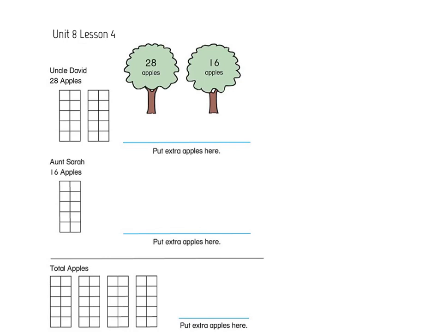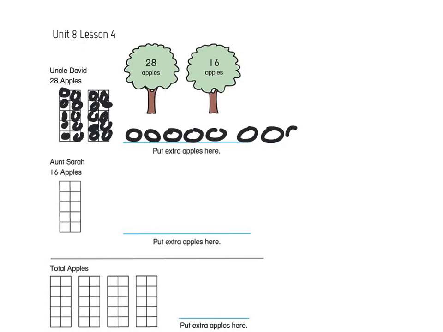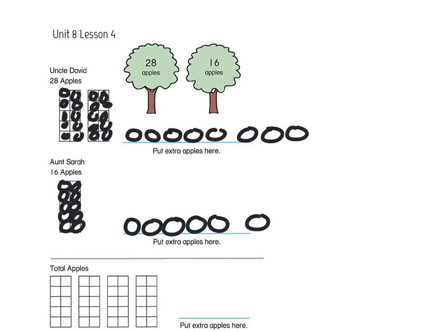So for Uncle David, 28, 1, 2, 3, 4, 5, 6, 7, 8, 9, 10, up to 28. Aunt Sarah picked 16 apples. 1, 2, 3, 4, 5, 6, 7, 8, 9, 10, 11, 12, 13, 14, 15, 16.